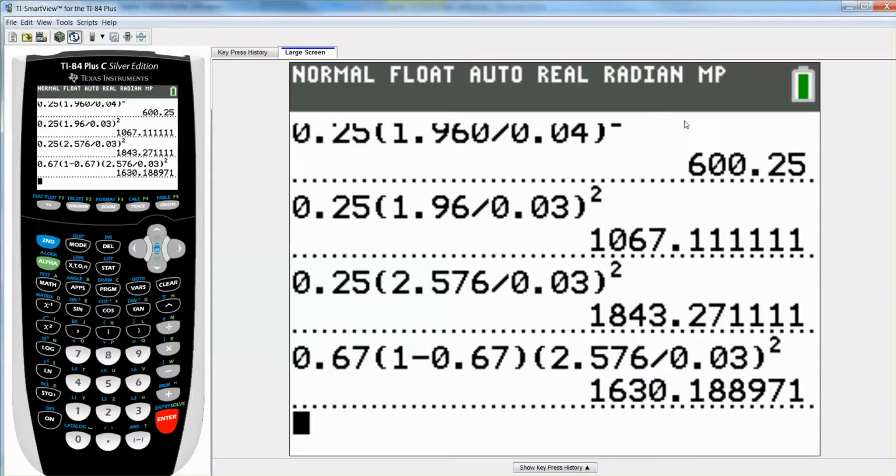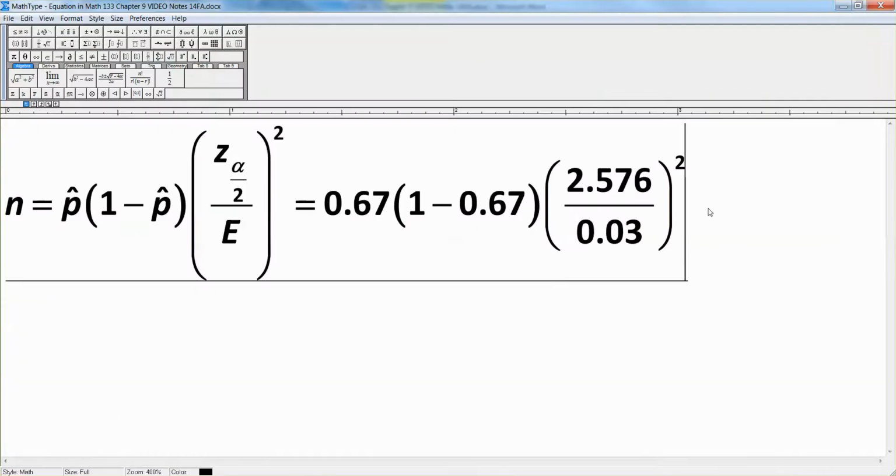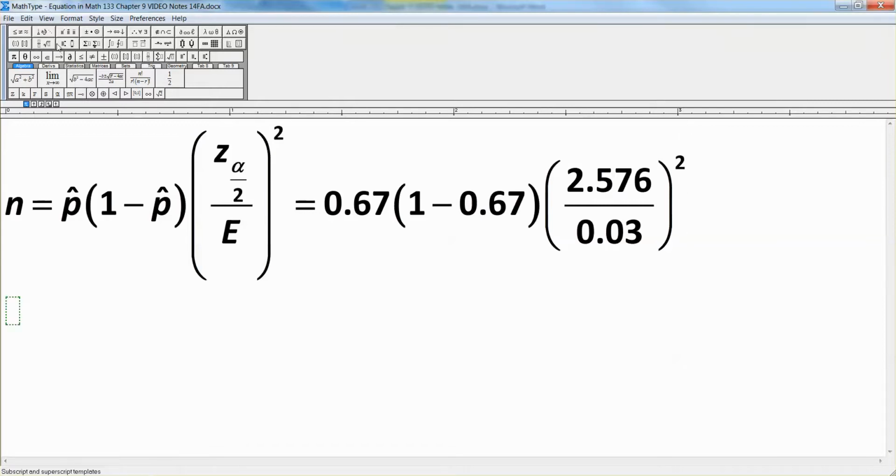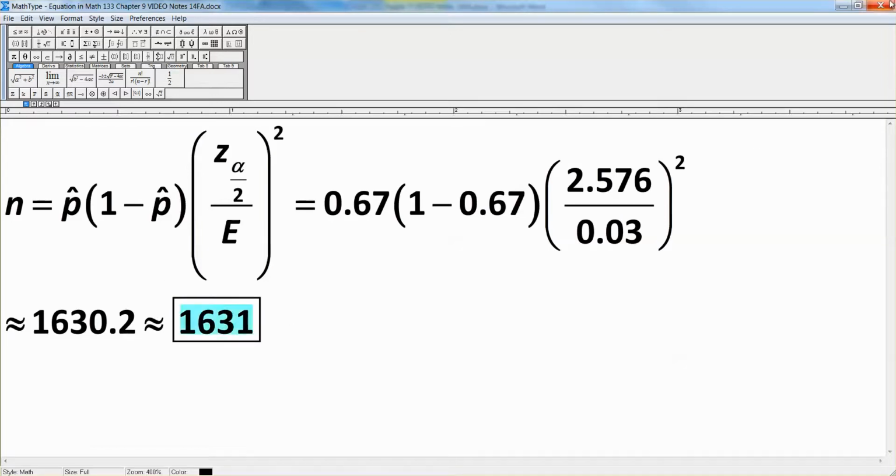And I get 1630.19, 1630.2, which would be 1631. As our final result, as always, we have to round these up. We must.